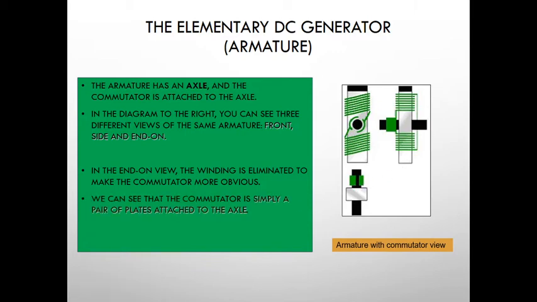We can see the commutator is simply a pair of plates attached to the axle. Here is the axle, the black one, and this is the commutator. These plates provide the two connections for the coil of the electromagnet.